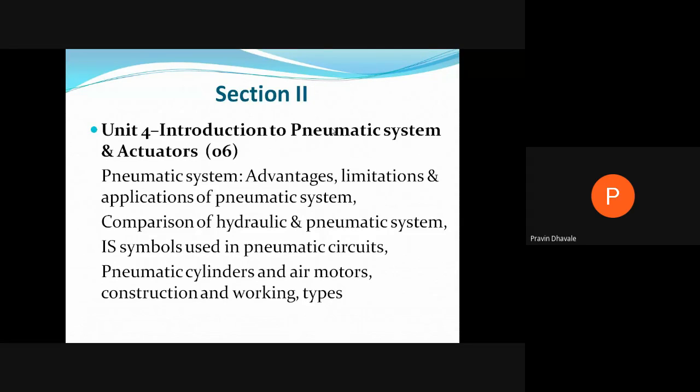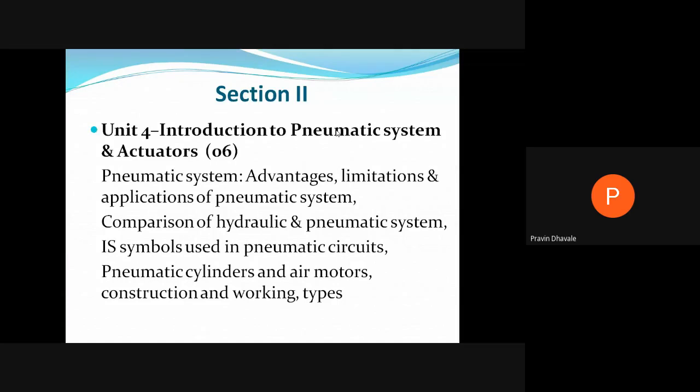Whenever we talk about pneumatics, we are using air or any kind of gas as a working substance. Especially we prefer air because air contains all kinds of gases, right? So air is used as a working substance in the pneumatic system. Now, what is the difference? This is the main difference related to the working substance. What will be another difference between hydraulics and pneumatics?